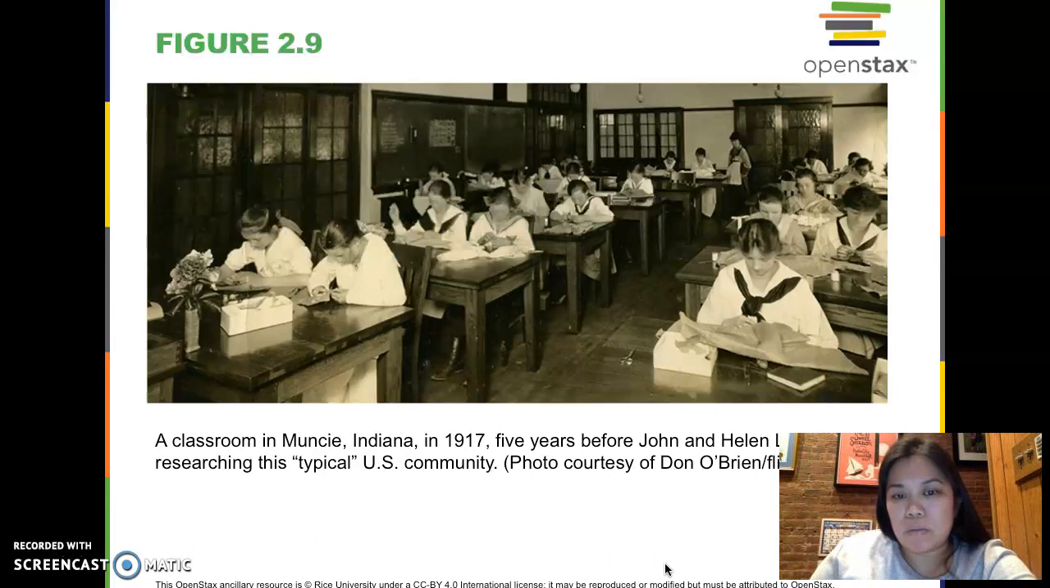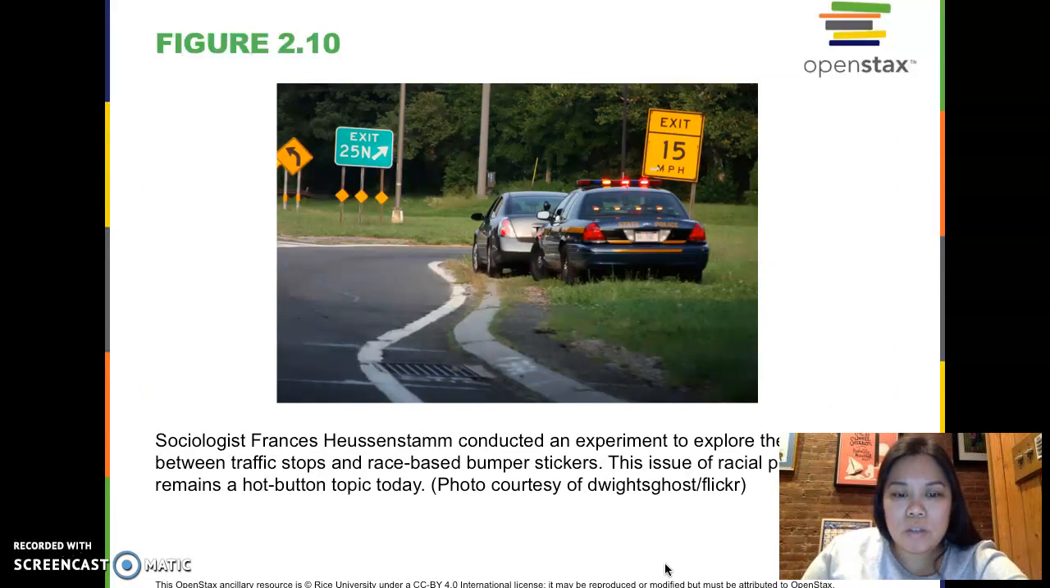This is a picture of a classroom in Muncie, Indiana, before researchers John and Helen Lynd began researching this typical U.S. community. They examined where exactly the subjects they wanted to study were, and how they could find a so-called typical U.S. community. Sociologist Francis Hosenstein conducted an experiment to explore the correlation between traffic stops and race-based bumper stickers. This racial profiling, as you know, is still a very hot topic today and requires a lot of further research.